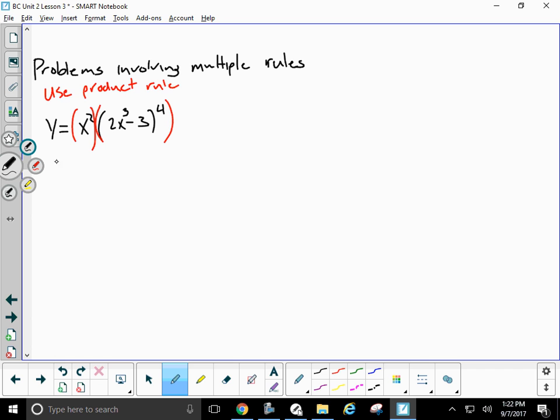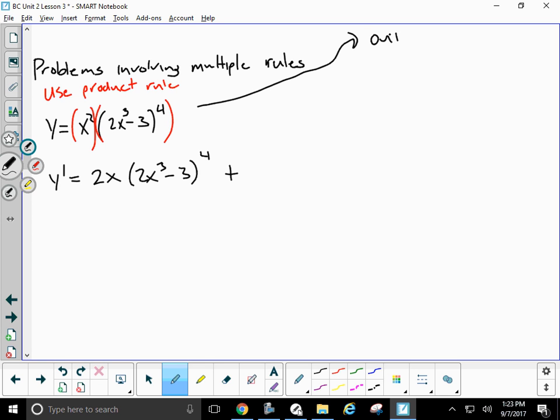Okay? So let's at least start it off. I have the derivative of the first, that's 2x, times the second, 2x cubed minus 3 to the fourth. This is the derivative of x squared times the second. Plus, now we need to take the derivative of the second piece. This is when we will use the chain rule. So let's go ahead and I'll do that up here.